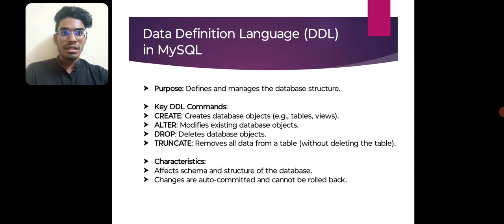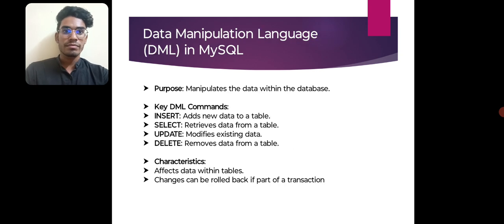The characteristics are that it affects the schema and structure of the database. Its changes are auto-committed and cannot be rolled back. Data Manipulation Language, also known as DML in MySQL. The purpose is to manipulate the data within the database. So you can't really go to another database. You can only go for one particular database and manipulate and change things in that particular database's tables.